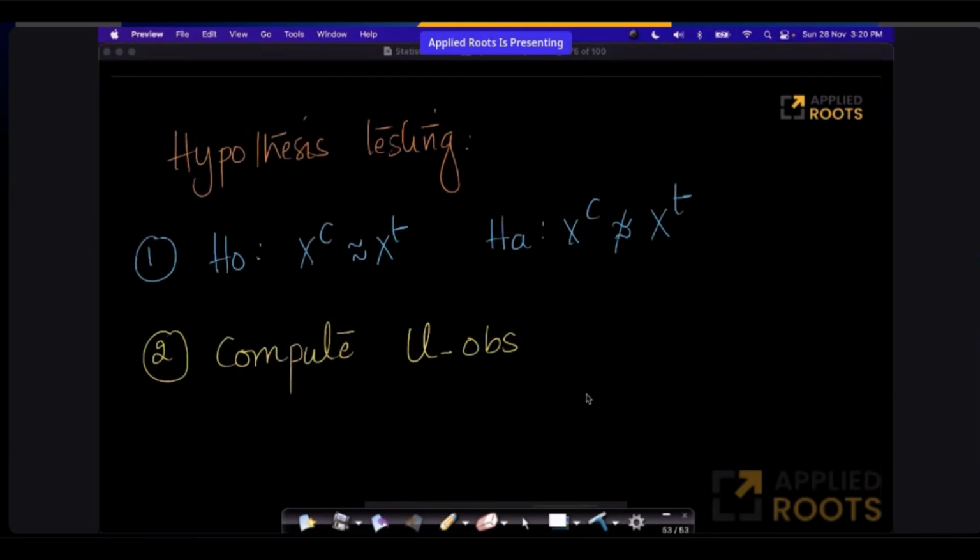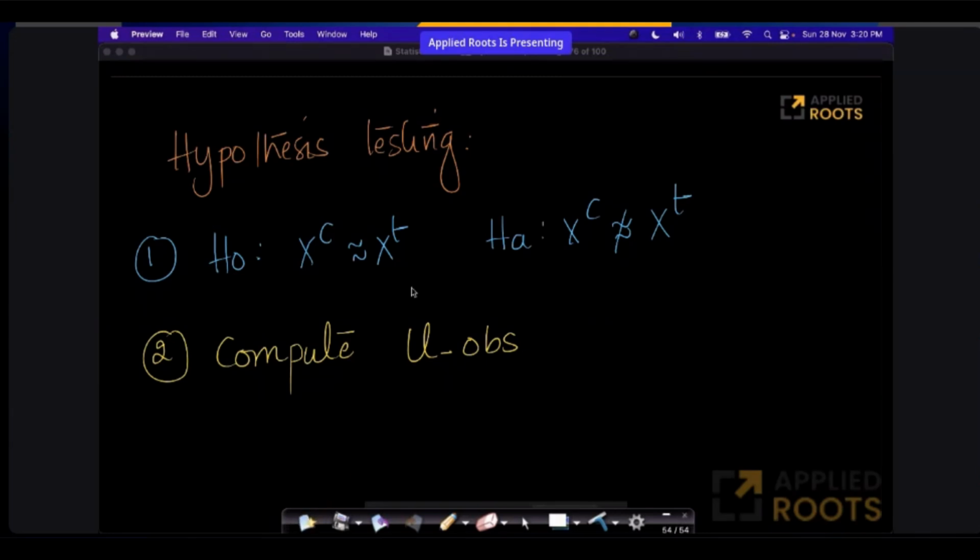Now, how do I do my hypothesis test? Very simple. My null, again, let's go back to the drawing table, right? This is my null hypothesis. My null hypothesis is X_C is the same as X_T. My alternative hypothesis is this. I will compute the observed U. Some observed U I'll compute.